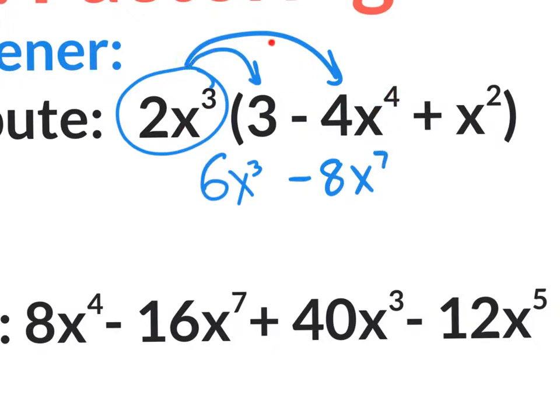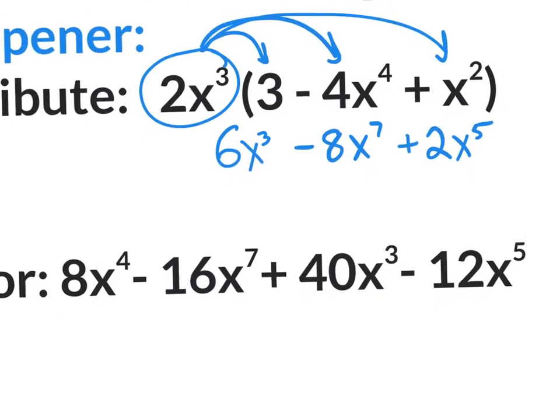Last but not least, 2x to the third times x to the second, what do I get? Positive what? 2x to the fifth. Excellent. And that's how you distribute. If you don't know how to do this, there is no way that you're ever going to be able to factor. You need to be able to distribute in order to understand how to factor. Okay? So let's go to the next problem, which is factoring.